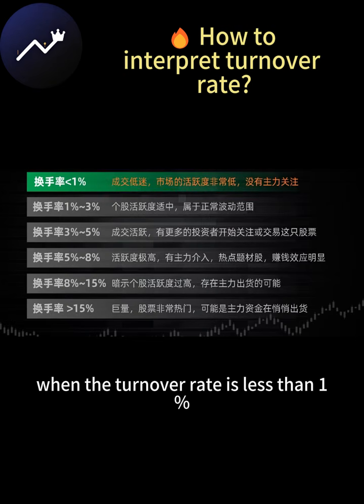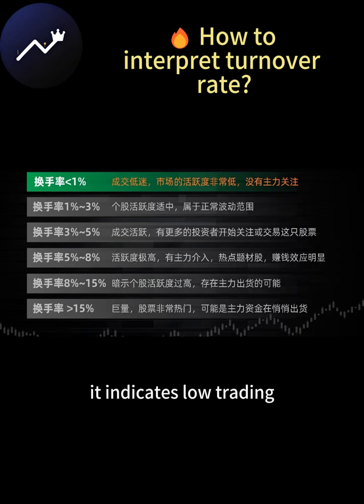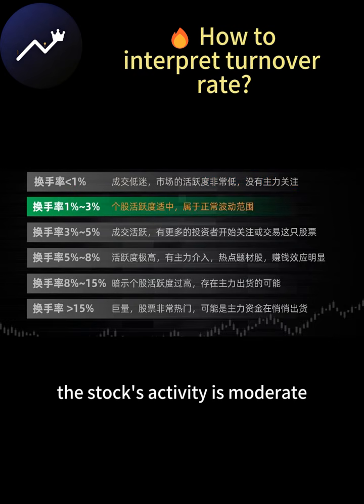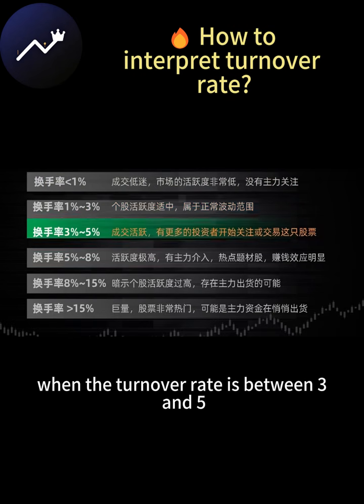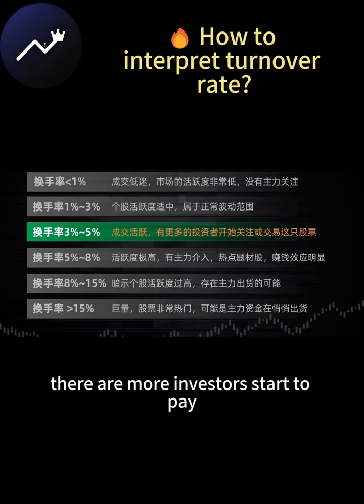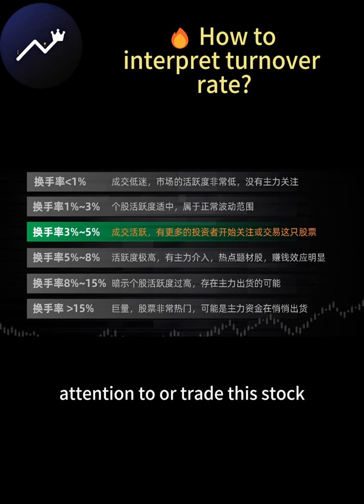When the turnover rate is less than 1%, it indicates low trading. The market is very inactive, and no main force pays attention. When the turnover rate is between 1 and 3%, the stock's activity is moderate, which belongs to the normal range. When the turnover rate is between 3 and 5%, it means active trading. More investors start to pay attention to or trade this stock.